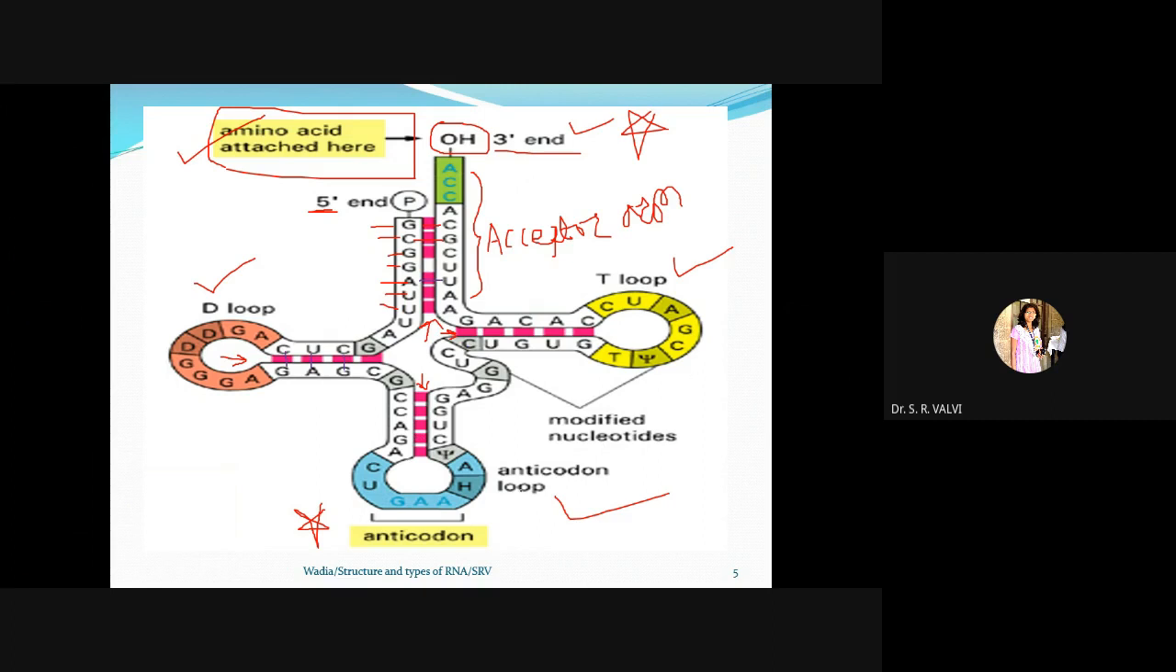Please do remember, this is the anticodon part. This is a very important part of this tRNA, which is going to join with whom? It is going to join with the codon of mRNA. So this anticodon region of this tRNA is very, very important.